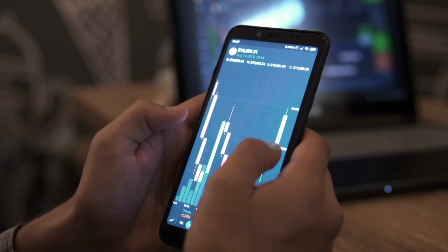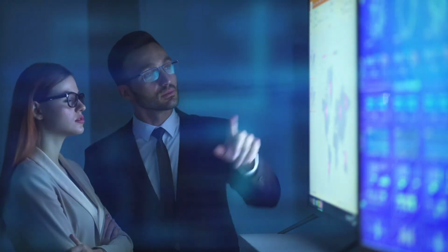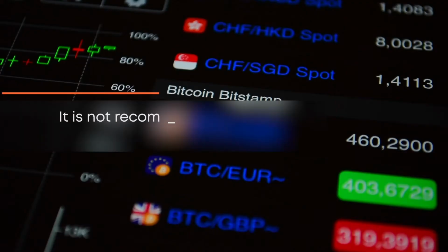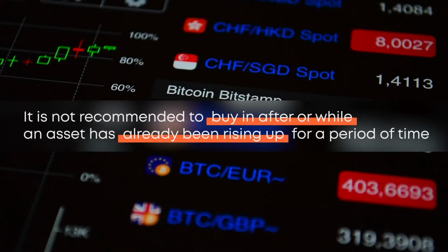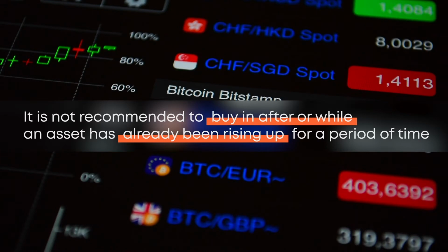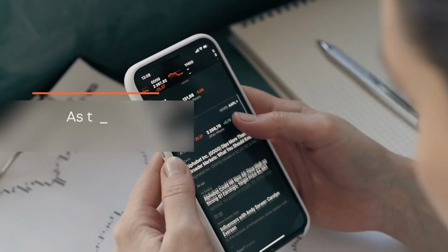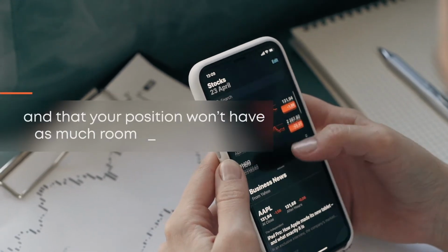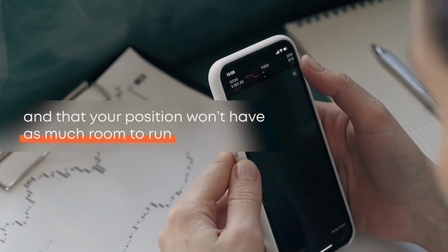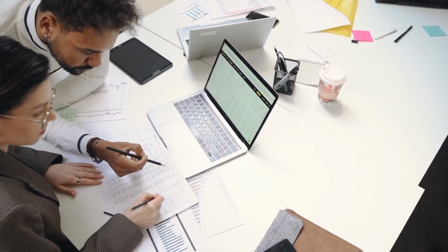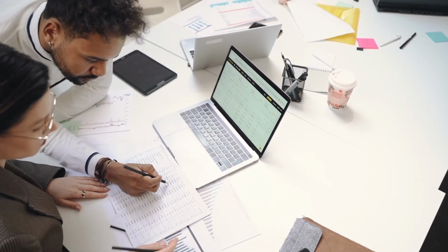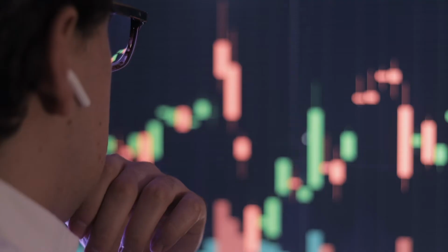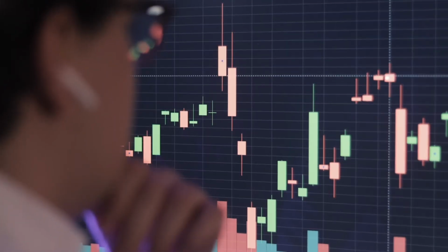Before entering a trade, however, always have a plan of action in case the trade does not go up or trade sideways. It's not recommended to buy in after or while an asset has already been rising up for a period of time, as there is always risk that you will be buying at the top and that your position won't have as much room to run. Therefore, set stop losses and have a course of action to make up for losses should you find yourself in this situation. Never trade with money you can't afford to lose.